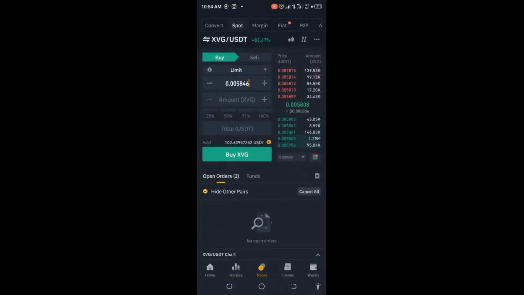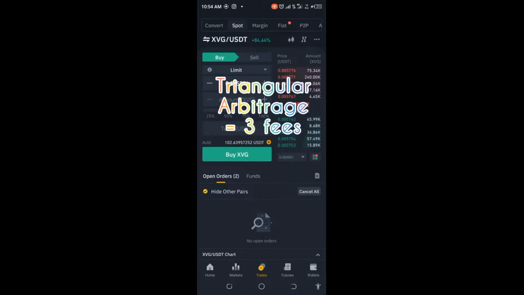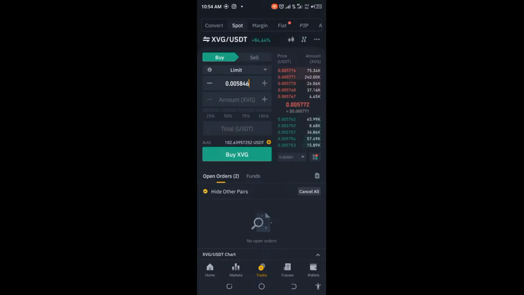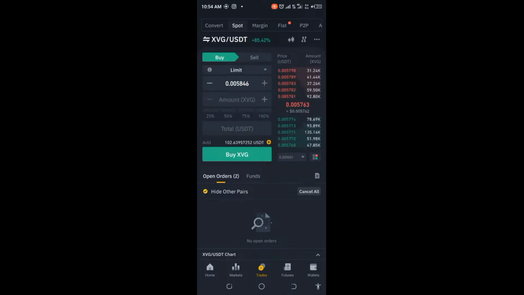And the good thing about it is that when you're doing spot trading, you only have 2 trading fees to pay. If you're doing triangular arbitrage, you've got 3 trading fees to pay. If you're doing inter-exchange arbitrage, you're going to have 2 trading fees and 1 transfer fee, which means 3 different sets of fees. So just look at it: spot trading has 2 fees, triangular arbitrage has 3, and inter-exchange arbitrage also has 3. So this is much, much cheaper to execute in terms of the fees that go into it.